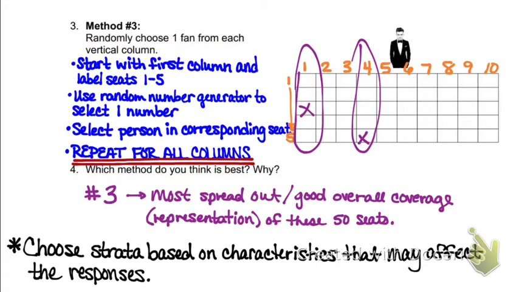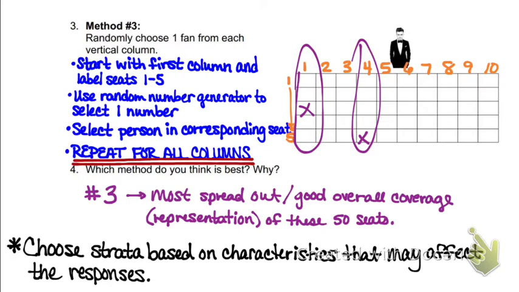Could we make the same kind of argument about people that are off to the edges versus in the center? Yeah. So in this case, I could go with strata that either are rows or columns, and I might have to test it both ways to see which one actually is tending to affect my outcome more. But when we're using stratified sampling, we want to choose our strata based on characteristics that we think may affect our responses.